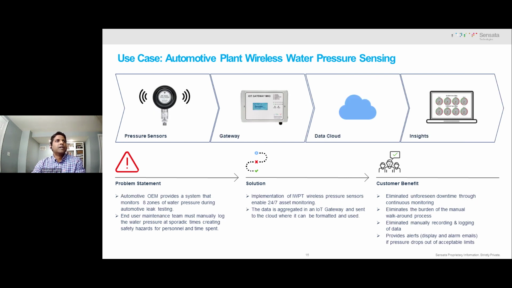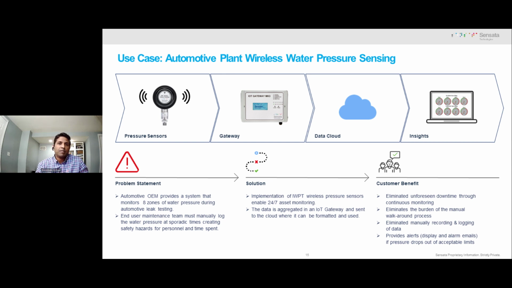This third case study is about an automotive OEM which offers water pressure sensing. They provided a system that monitors 8 zones of water pressure during an automotive leak testing phase of production. The end user's maintenance team manually logs the water pressure sporadically, creating safety hazards for the person taking the data at that time.